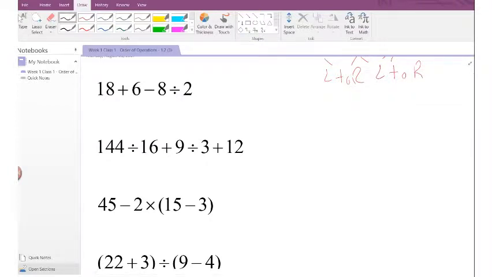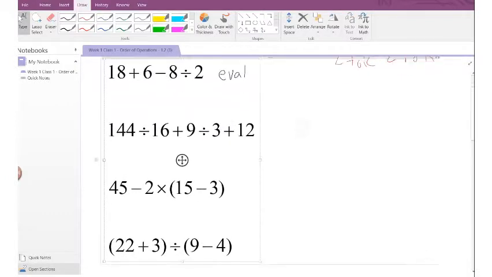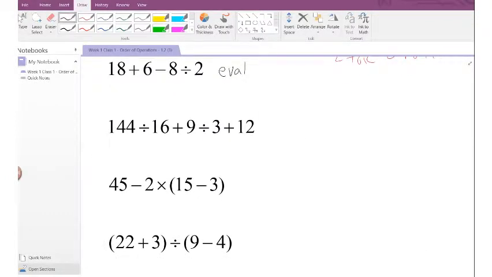So let's work this first problem here. Off to the right, 18 plus 6 minus 8 divided by 2. Off to the right of this expression, I'm going to write the following. Eval. What is eval short for? Evaluate or evaluation. I'm going to evaluate left to right. And when I evaluate left to right, I see I've got addition here, subtraction, and division.